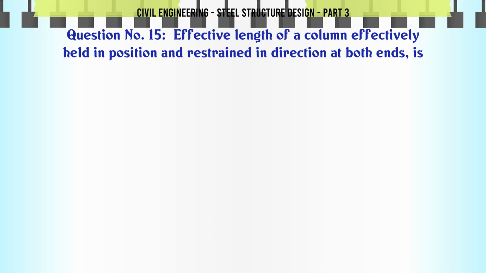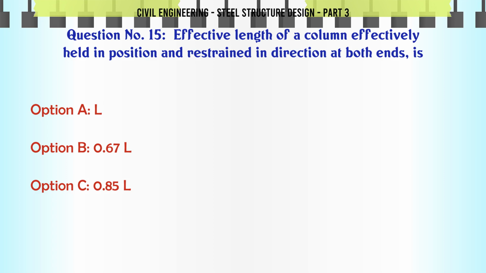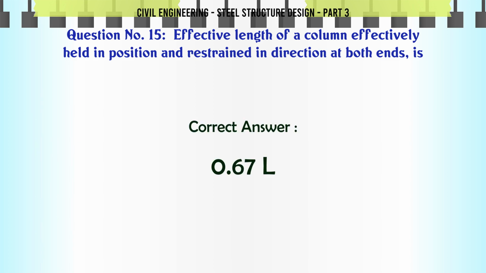Effective length of a column effectively held in position and restrained in direction at both ends is: A, L; B, 0.67 L; C, 0.85 L; D, 1.5 L. The correct answer is 0.67 L.